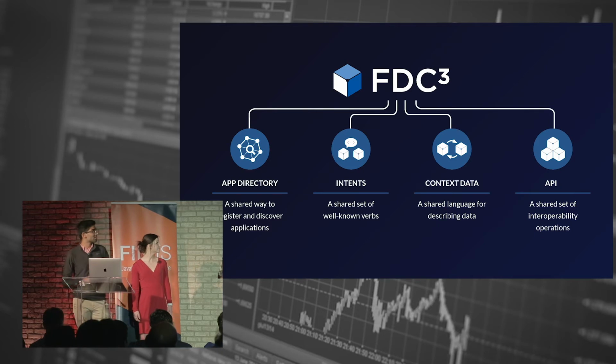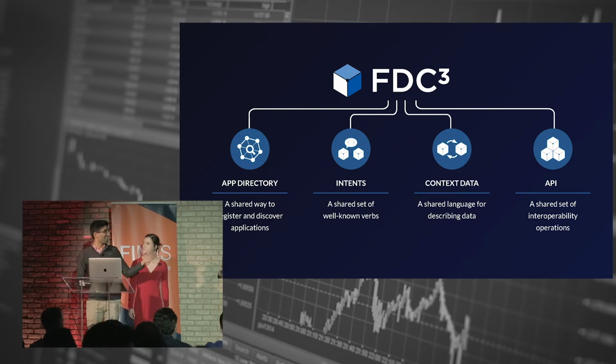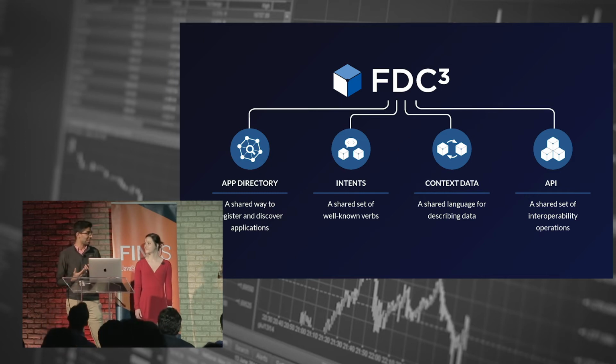Okay. So FDC3 is composed of 4 major ideas: an app directory, intents, context data, and an API. The app directory is where we can find applications and see what they can support. Intents are how we say what we want to do. And context data is how we describe the data payloads for our intents. So because charting is so hot right now, we can use that as an example. Our intent could be something like view chart, just something really simple. And our context data for that chart can be something like an instrument. So our context data can have maybe a ticker or an ISIN.